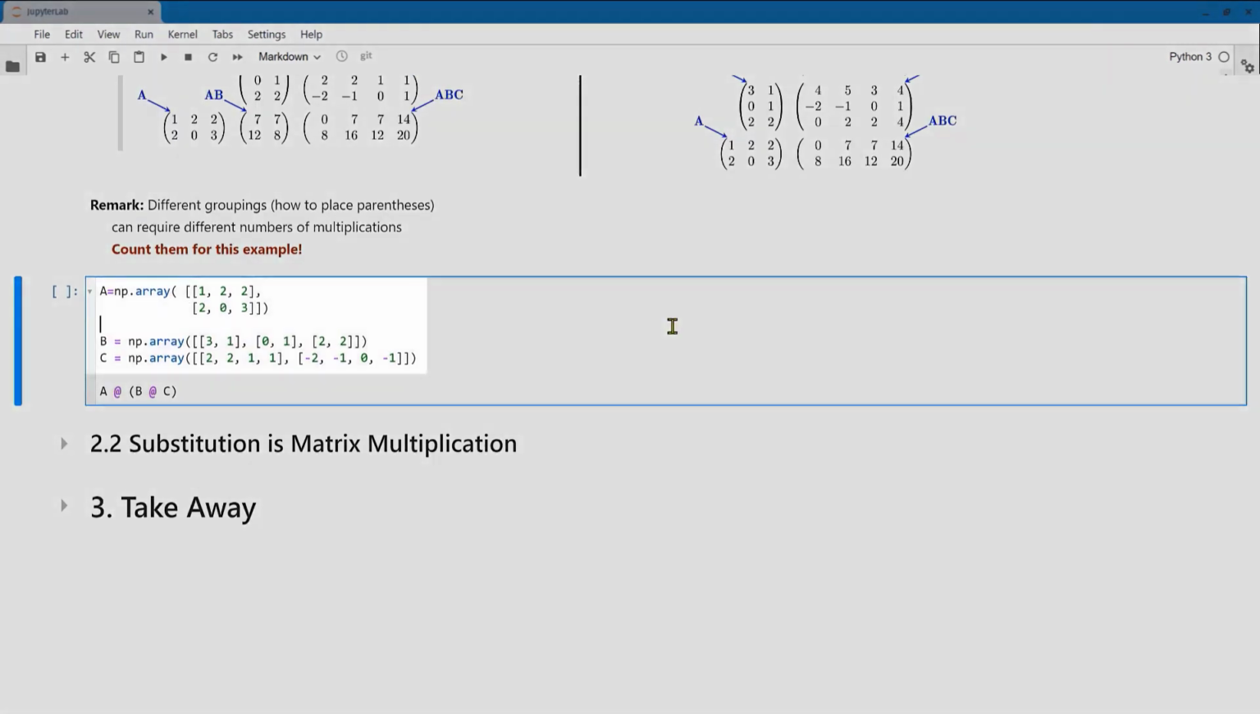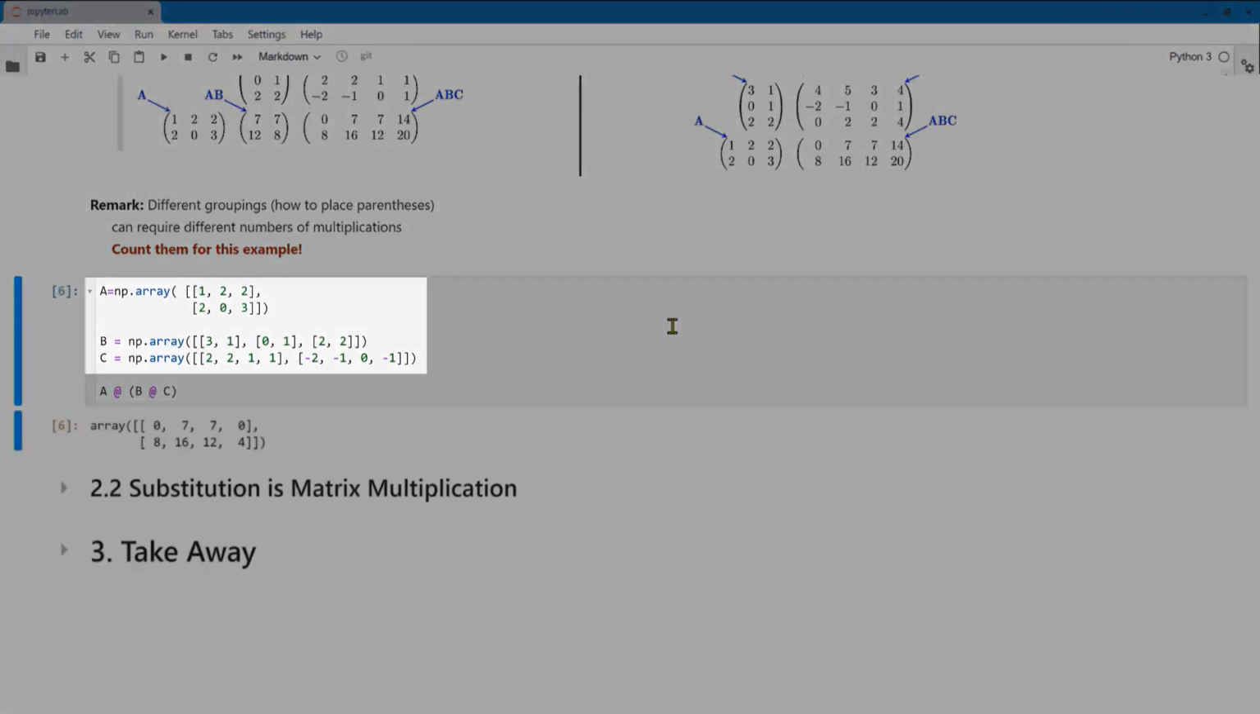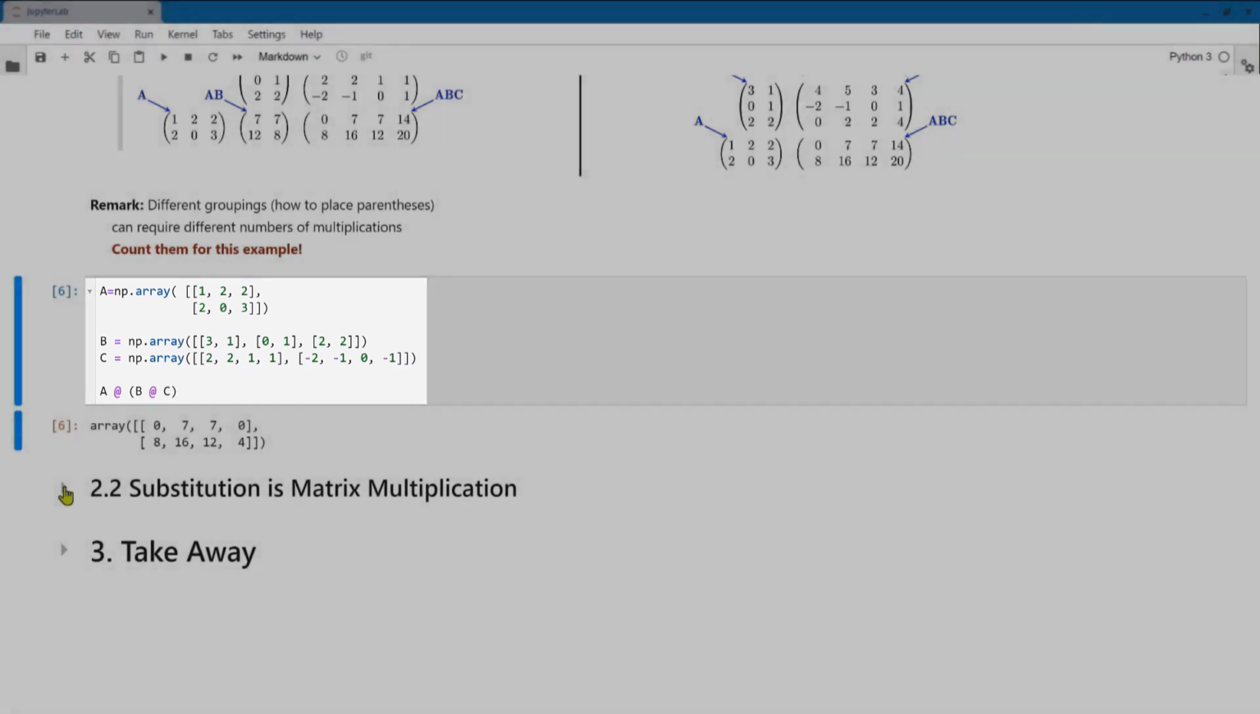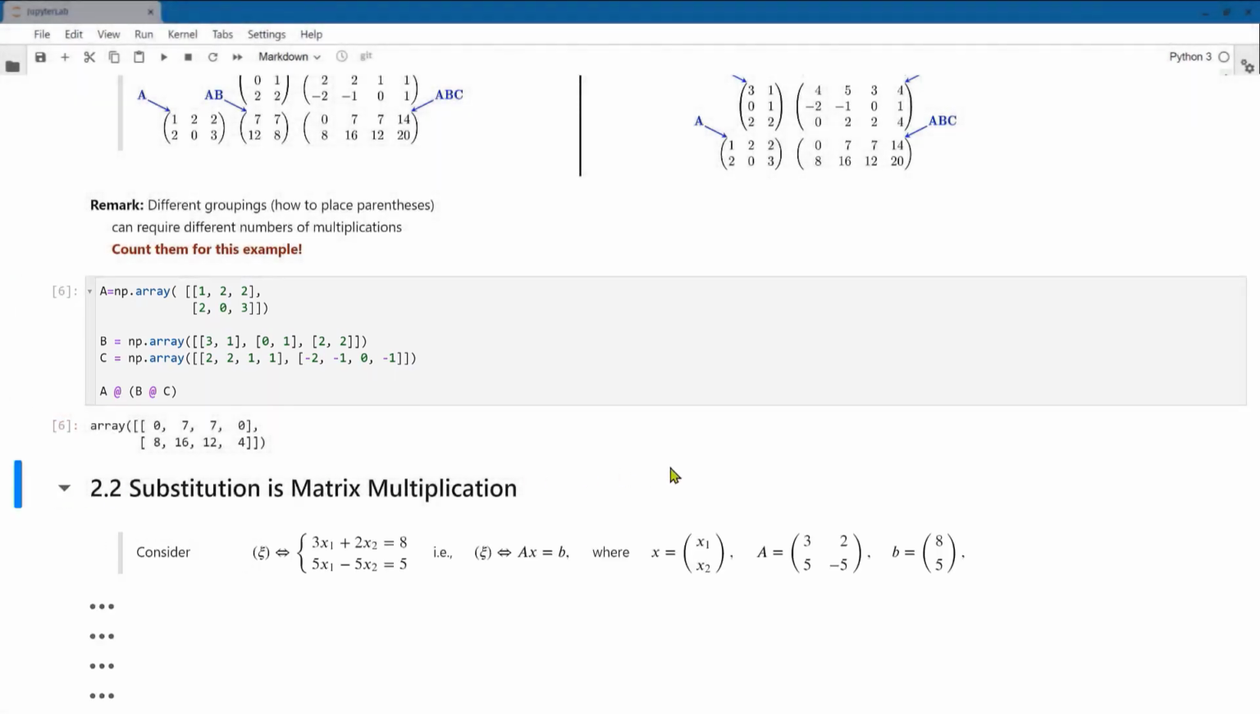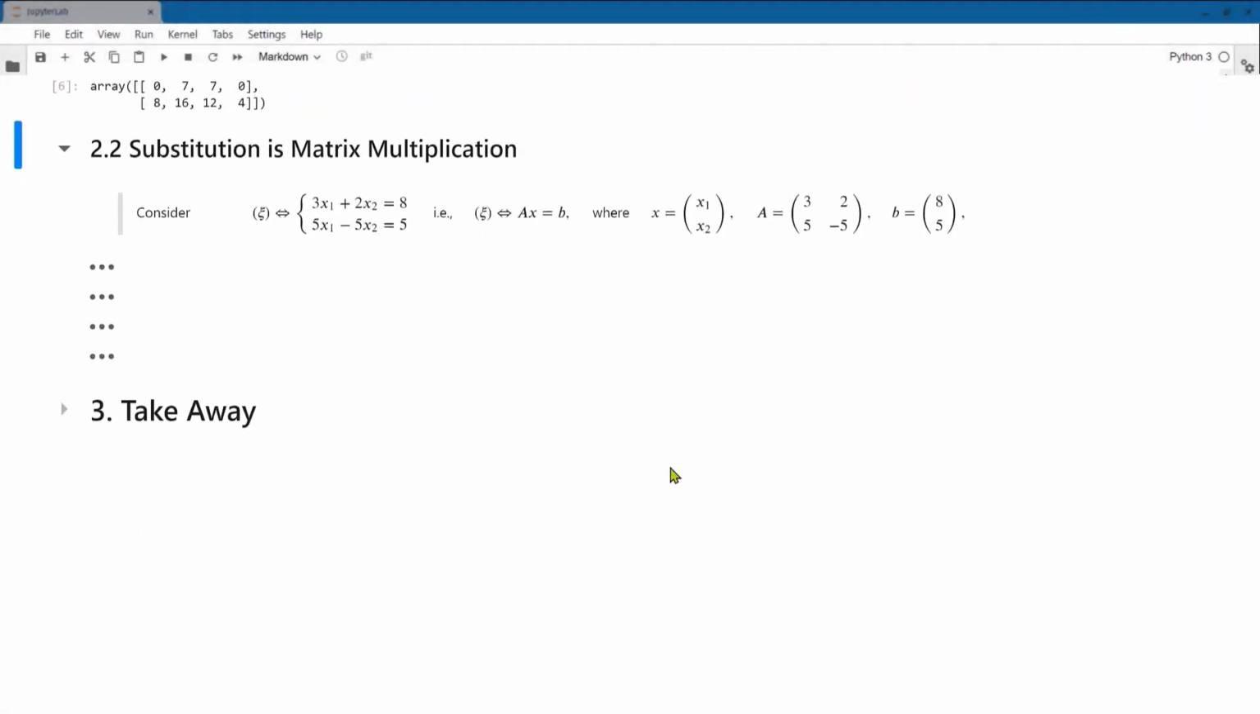Here is the computation in Python, a matrix A, a matrix B, a matrix C, and multiplication with NumPy is written with that at symbol, A at the product B at C, and we indeed get the result that we expect. Here's an application of matrix products.